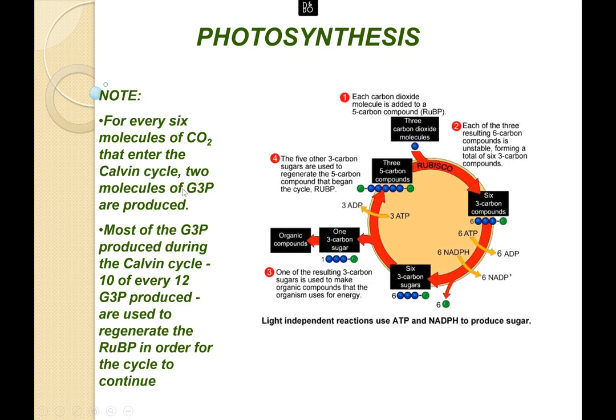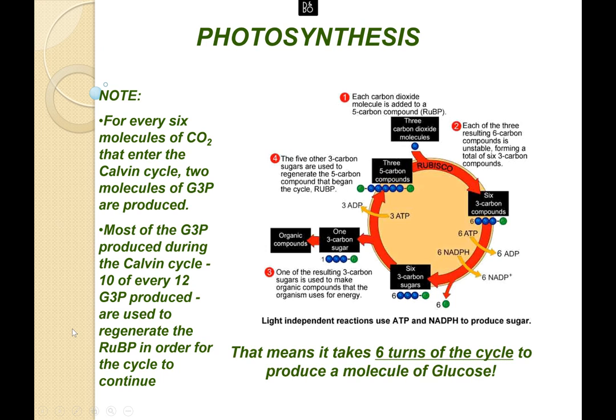For every 6 molecules of CO2 that go into the Calvin cycle, you get 2 G3Ps, and then most of the G3P goes back to regenerate the RuBP to keep the Calvin cycle going. So it takes 6 turns of the Calvin cycle to produce 1 molecule of glucose.